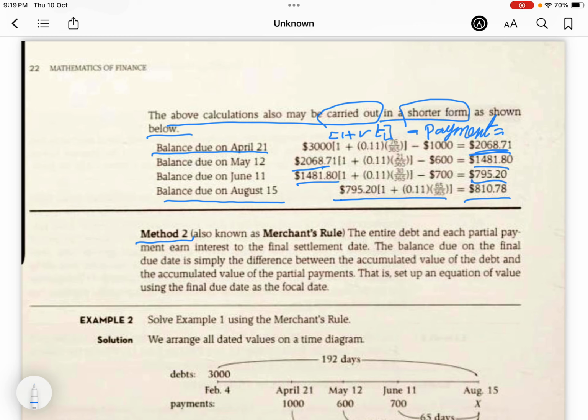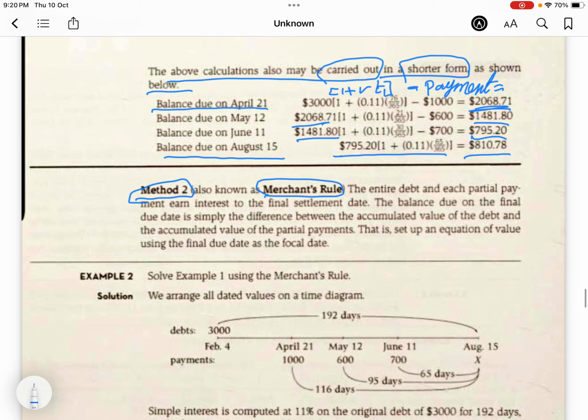Method 2 is called the merchant rule, قاعدة التاجر. The entire debit and each partial payment can earn interest to the final statement. This procedure is similar to the previous section, but the focal date doesn't move like in the previous section. The focal date will always be the last date of the timeline. Here, they earn interest to the final statement date.